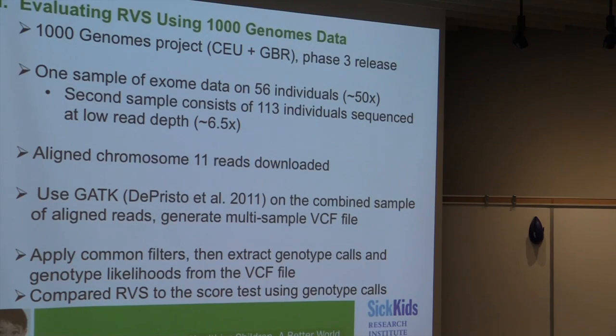We downloaded the aligned chromosome 11 reads, and we used GATK on the combined sample, the exome and low read depth genome samples. So we created a combined sample of the aligned reads and generated a multi-sample VCF file. We standardized those ideas in the pipeline, and then we apply some common filters. We extract the genotype calls and the genotype likelihoods from the VCF file, and then we compared RVS to a score test using the genotype calls from the VCF file.